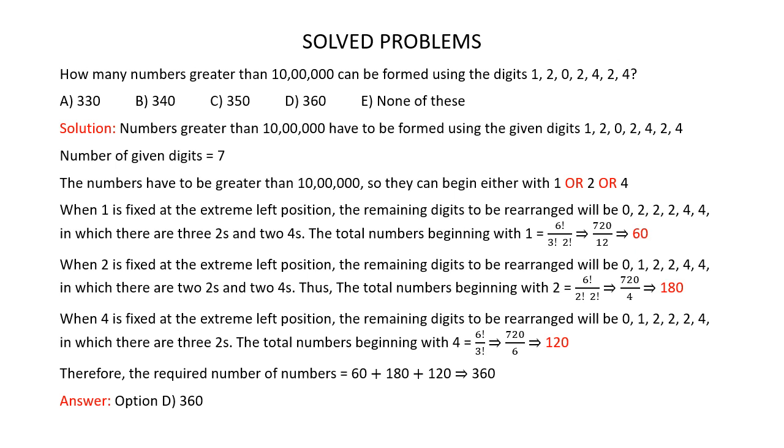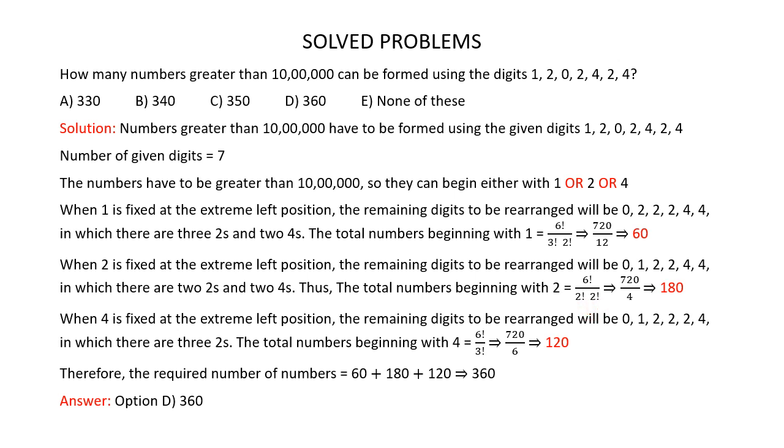Now when 2 is fixed at the extreme left position, the remaining digits to be rearranged will be 0, 1, 2, 2, 4, 4, in which there are 2 2s and 2 4s. So here the remaining digits are 6 in number. So the overall factorial is 6 factorial. There are 2 2s and 2 4s. So the repeat factorials are 2 factorial and 2 factorial. So the total numbers beginning with 2 is equal to 6 factorial divided by 2 factorial multiplied by 2 factorial.